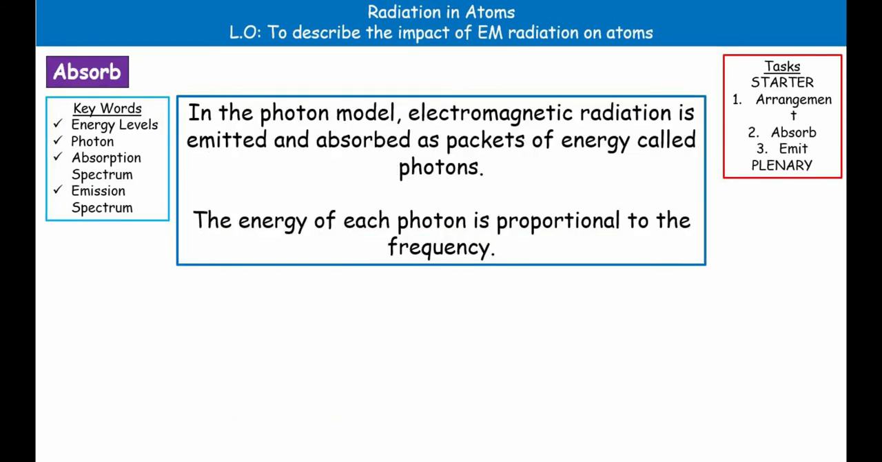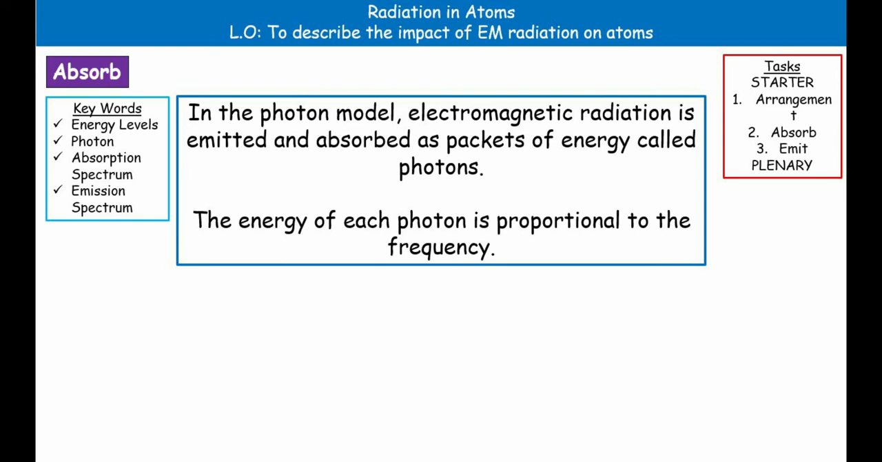What we're going to look at now then is a certain model of how we're emitting and absorbing this radiation. So what we're going to look at is what's called the photon model. What we actually see here in the photon model is that this electromagnetic radiation that we've got in our atoms is going to be emitted and absorbed by them as these packets of energy, which we're going to refer to as a photon, hence photon model.